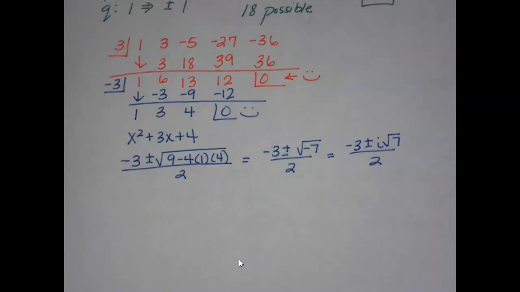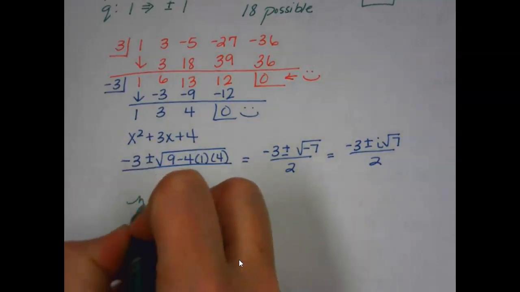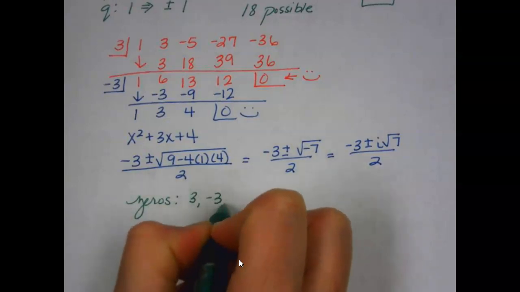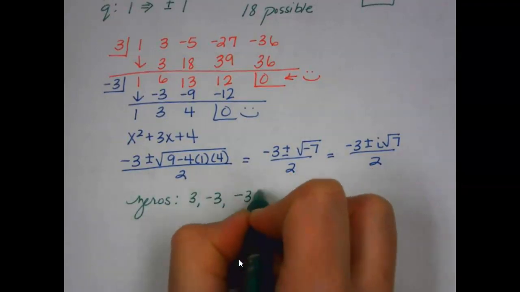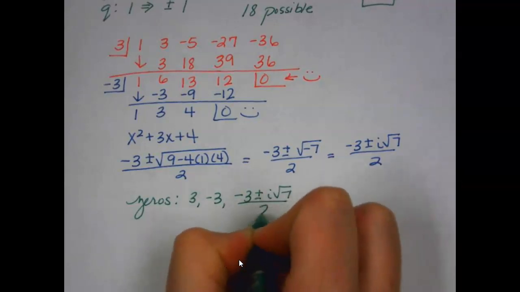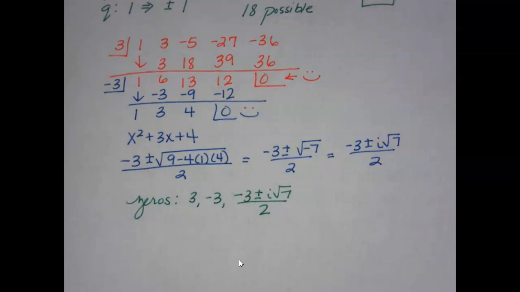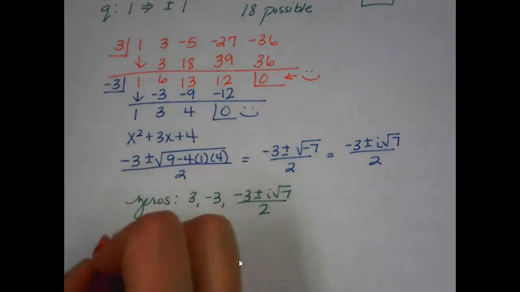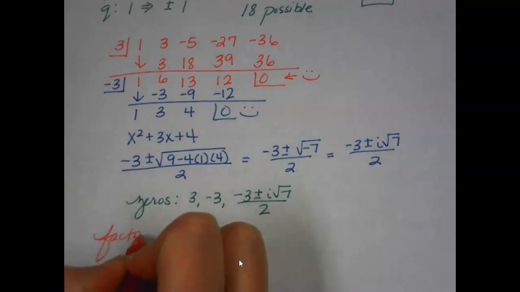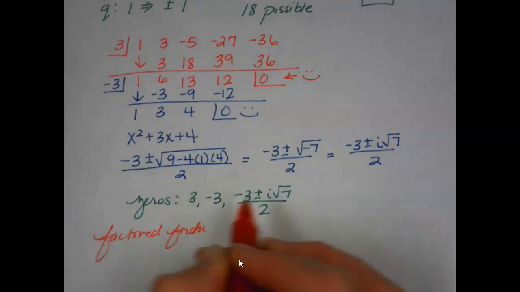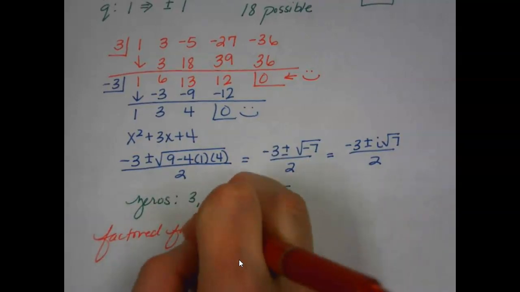Okay, so let's see where we are. At this point, we have found 4 zeros, which is how many we need. We have 3, we have negative 3, and then we have negative 3 plus or minus i radical 7 over 2. That's the 4 zeros we were looking for. But if you remember, the directions want it in factored form. So we have to take those zeros and put them in factored form.